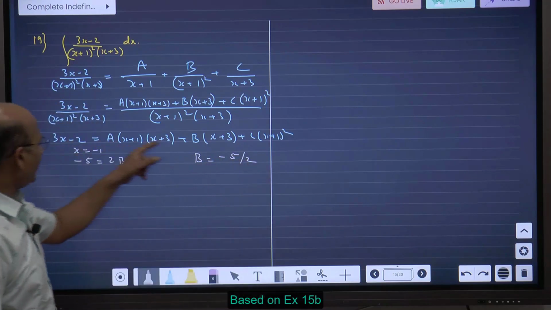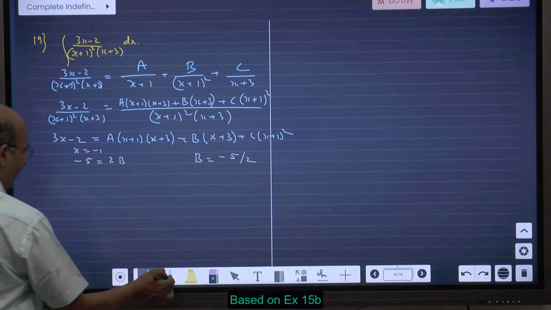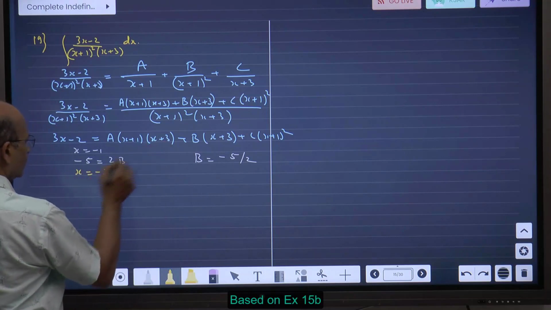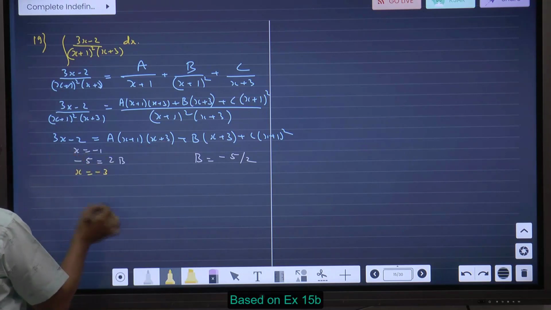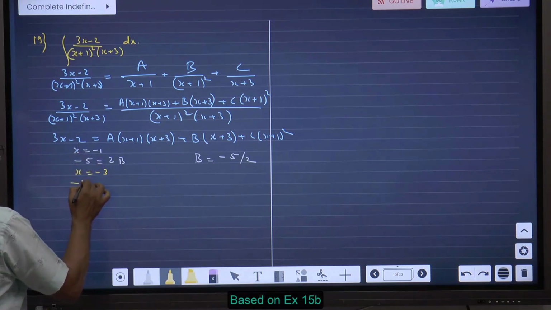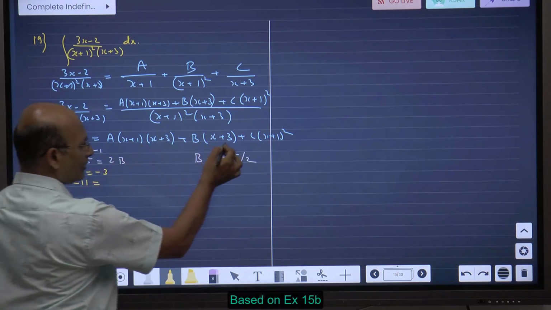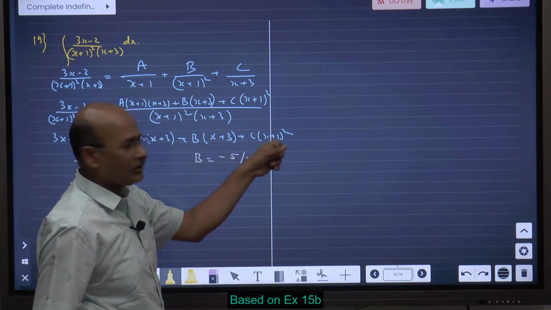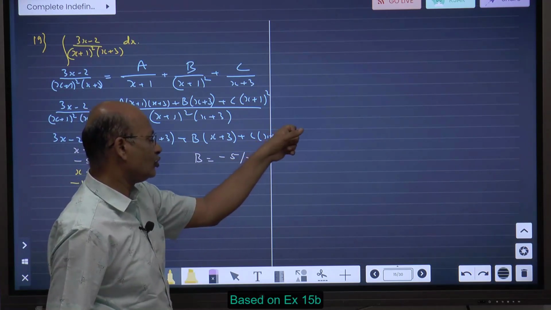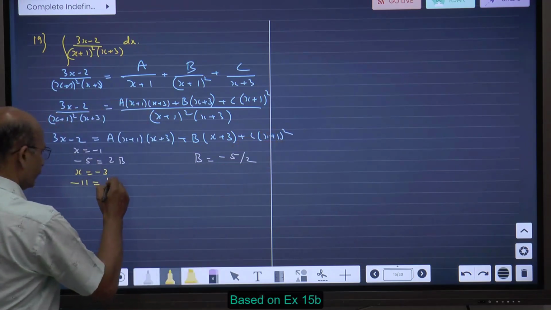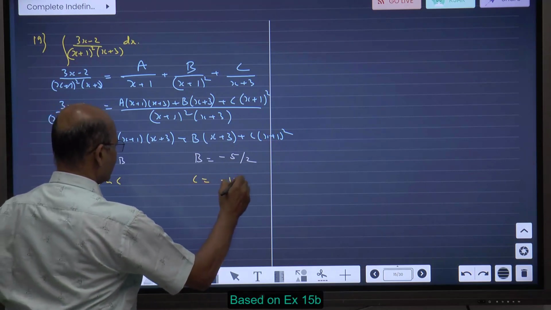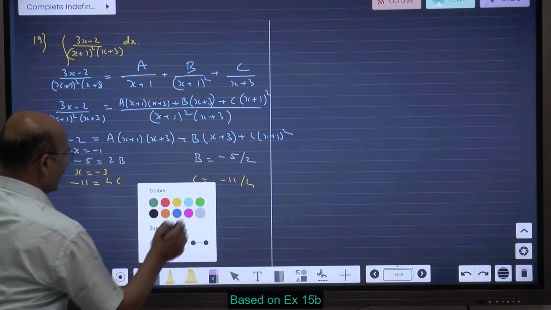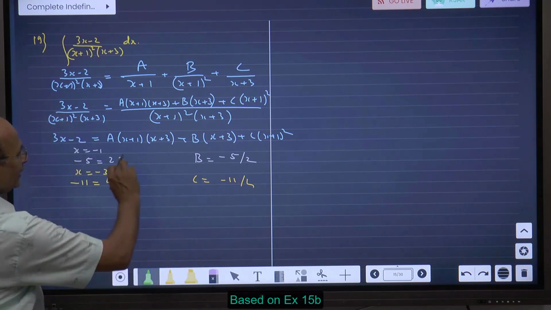Any other linear factor? Yes, x plus 3. So now I can put x equals minus 3, because this will become 0. So this will become minus 9 minus 2, which is minus 11. This will become 0, this will become 0, because you are putting x as minus 3. This will become minus 3 plus 1, which is minus 2. Minus 2 whole square is 4, so 4C. So C is nothing but minus 11 upon 4. Very easy to understand.